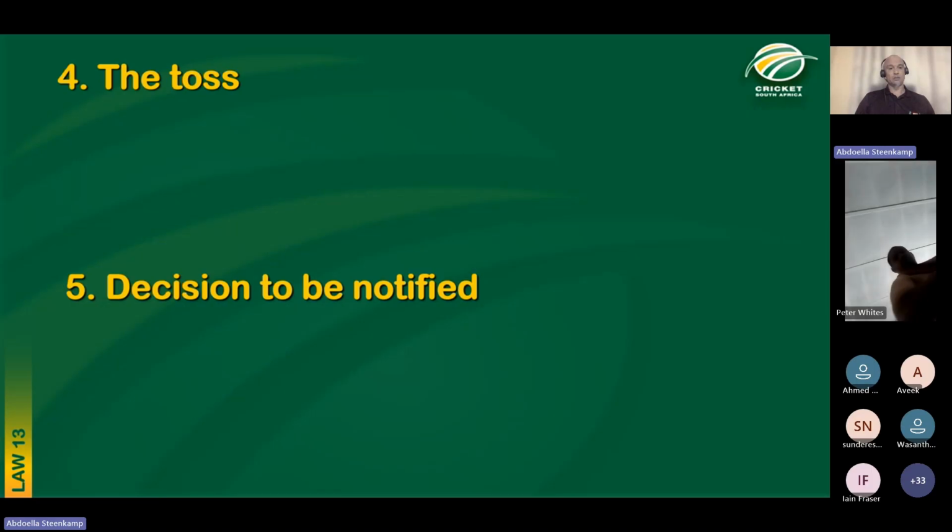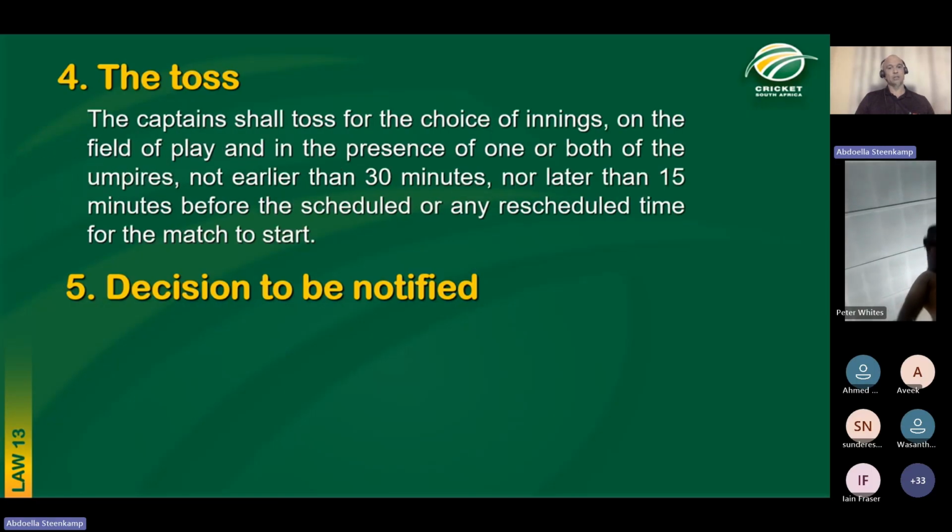Under law 13, going to cover the toss. Who needs to be at the toss? Where does the toss take place? And what are the timings of the toss? The law wants the captains to be there. According to the law, both captains need to be there. Who else needs to be there? At least one umpire, preferably both umpires. But if for whatever reason, only one is available, no issue, at least one.